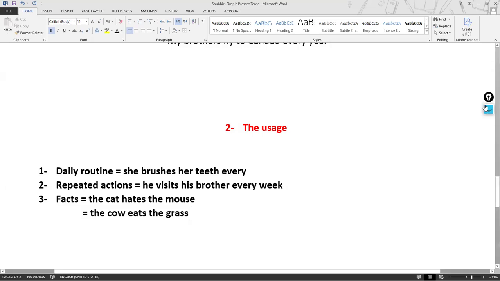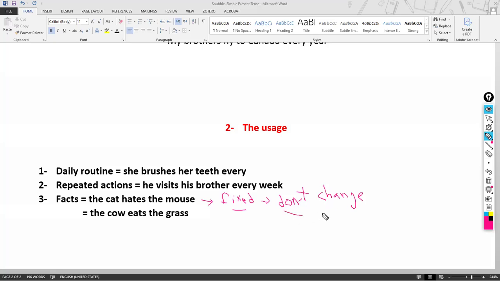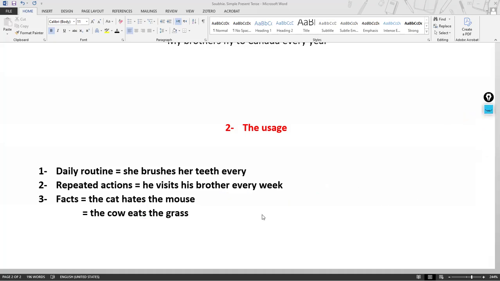So this is a fact, something fixed. It doesn't change at all. So this is why I have to use it with what? Simple present tense. Now let's talk about the fourth usage of the simple present tense.